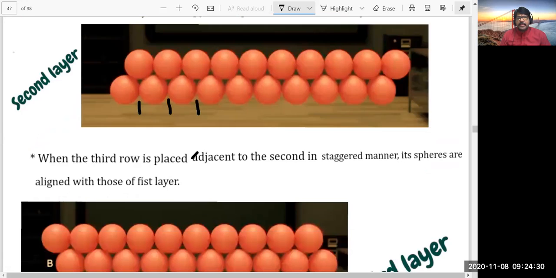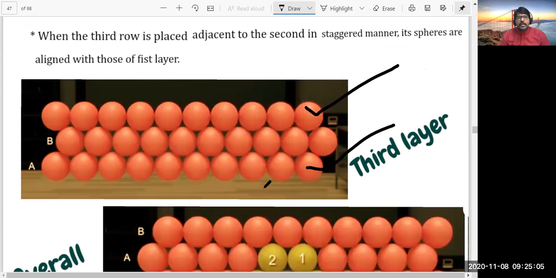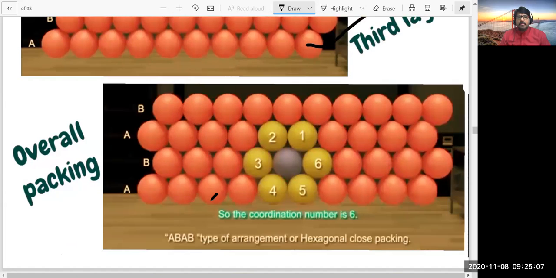And overall packing, if you see, when the third row is placed adjacent to the second in a staggered manner, it's spheres you can see. But overall, if you observe the first layer and the third layer, the third layer particles are lying exactly below the particles of the first layer. Alignment is what I'm talking about, right? Of course, the first layer and third layer are separated by one more layer, but you can see exactly below, exactly below.